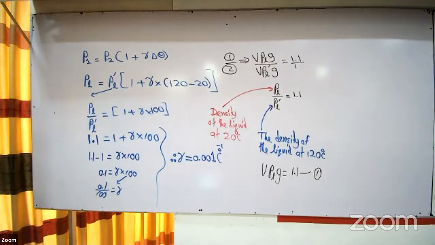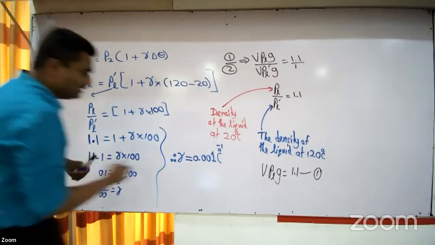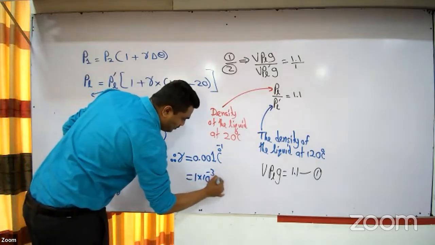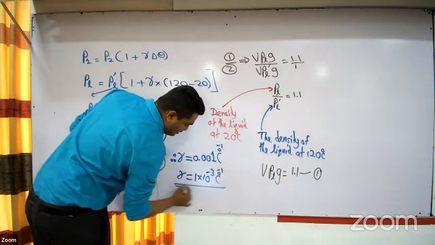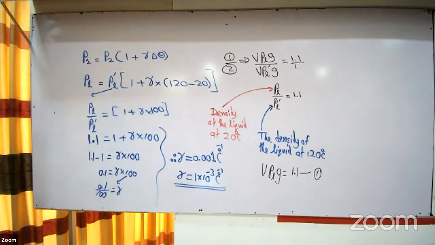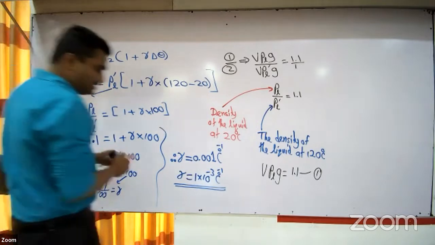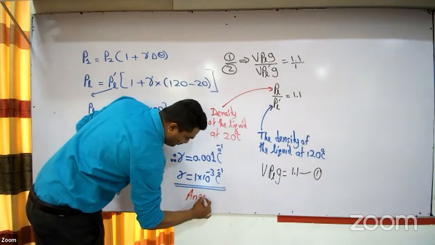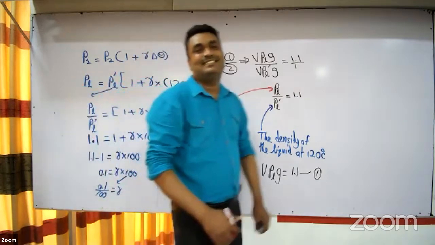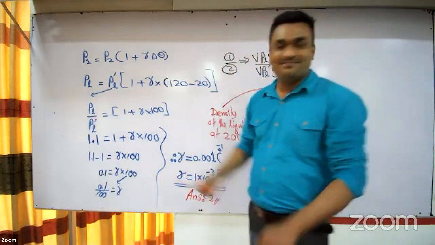So which choice is correct? This can be written as 1 into 10 to the power minus 3 per degree Celsius. So therefore the correct choice is 1 into 10 to the power minus 3. Second choice, the second answer is correct. Be happy. Write them all.